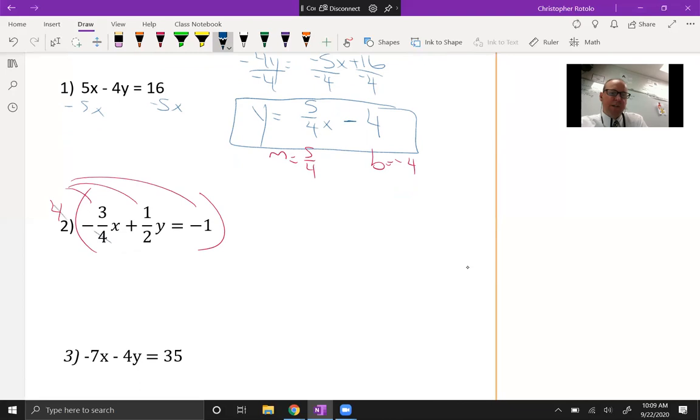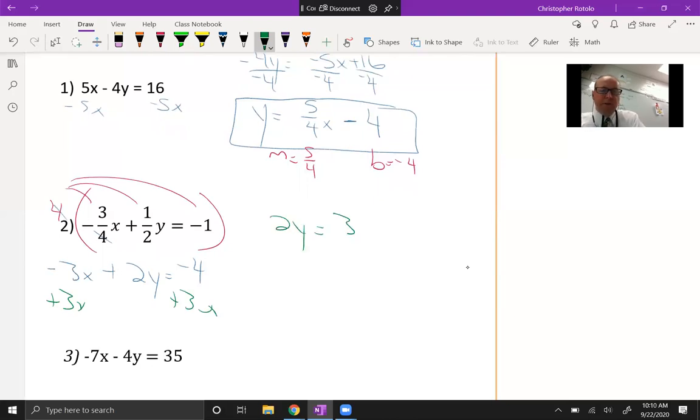So the 4's cancel out. So I get negative 3x. What's half of 4? Well, that's 2y, and it equals negative 4. Well, this is a little bit nicer to work with. Even if you don't like math, you agree that this is nicer to work with. So we're going to add 3x. So 2y equals 3x minus 4, and divide by 2.